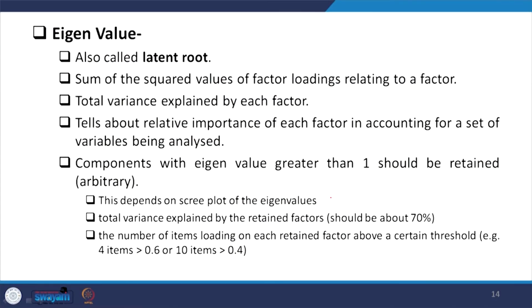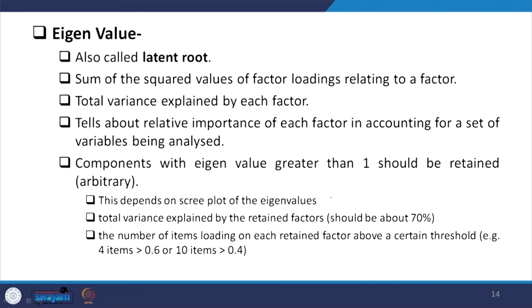Components with an eigenvalue greater than 1, that is the standard thumb rule here, should be retained, though this is again arbitrary. This is also not a standard rule everywhere, but largely if it is greater than 1, usually those factors are considered. The value of eigenvalues to be considered also depends on another aspect called the scree plot of the eigenvalues. We are going to show and explain it.